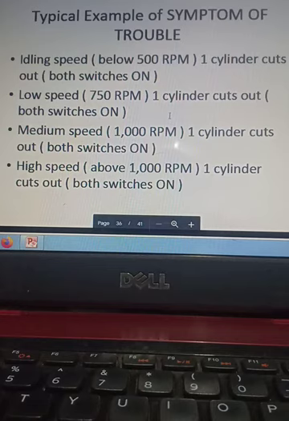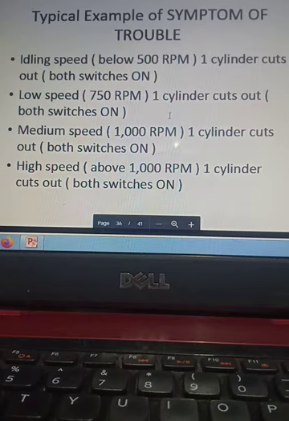Okay, in this example, during the operation at idling speed, one cylinder cuts out, and both switches are on. Okay, one cylinder is lost or stops firing. Only one cylinder at idling speed, and then for low, medium, and high speed it is all the same. Only one cylinder will cut out, and both switches are on.